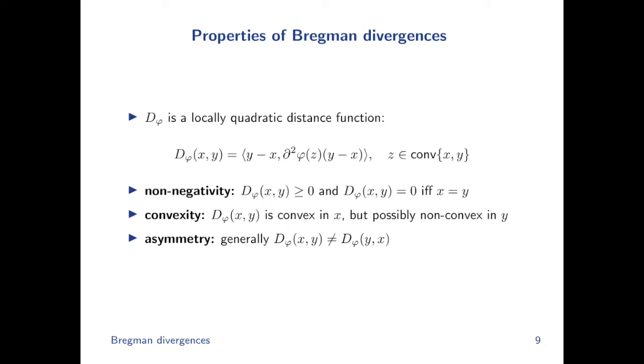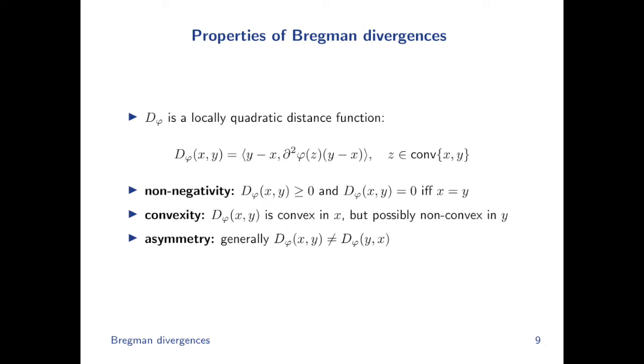So a couple of properties are easy to see. First is non-negativity, and this is just a consequence of the strict convexity of phi. Okay, if phi is strictly convex, then there's always going to be a positive gap between the first order Taylor expansion of the function and the function itself. It's also easy to see that the Bregman divergence is convex in the first argument because it's a strictly convex function plus a linear term. So linear terms never alter the convexity of functions.